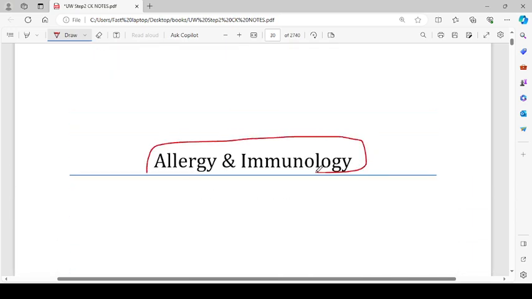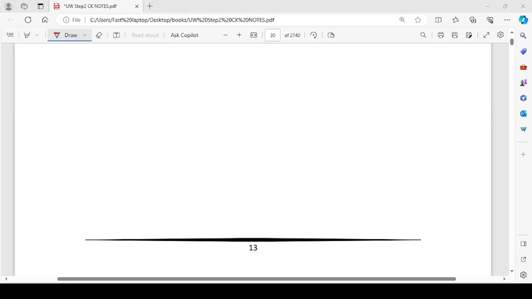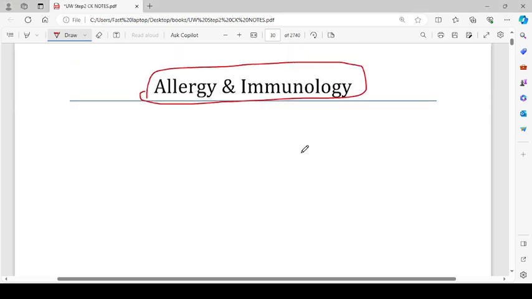Now let's talk about allergy and immunology. We'll continue with allergy and immunology in the next session.